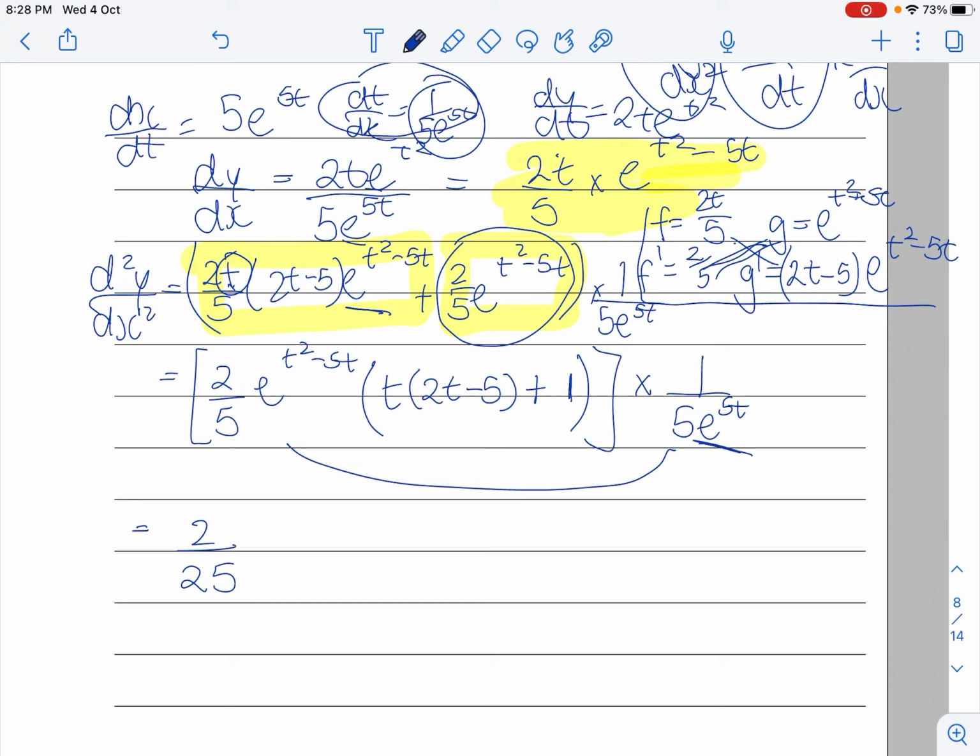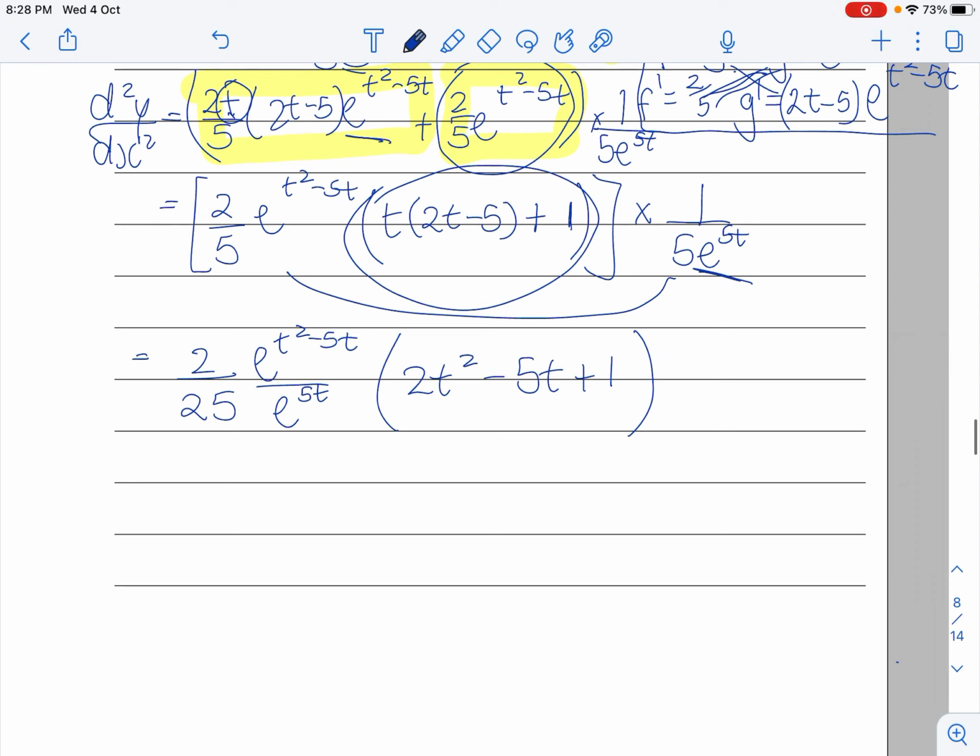Well, we can do that in a minute. So we've got e to the t squared minus 5t. And then this, the 5's gone with this 5 to make 25. And then we've got e to the 5t. We'll tidy that up in a minute. And then we'll deal with this bracket here. That now becomes 2t squared minus 5t plus 1.